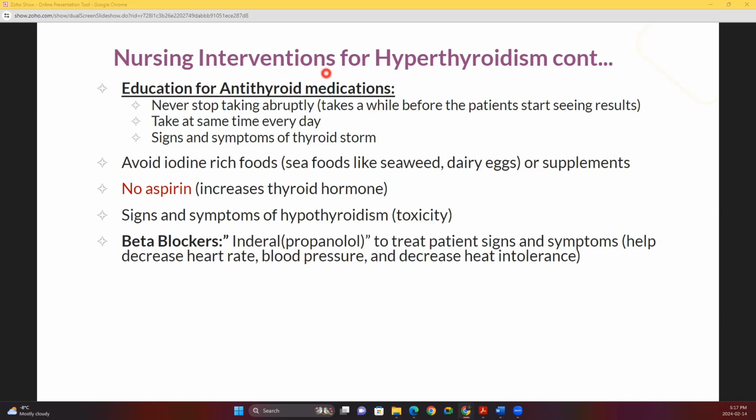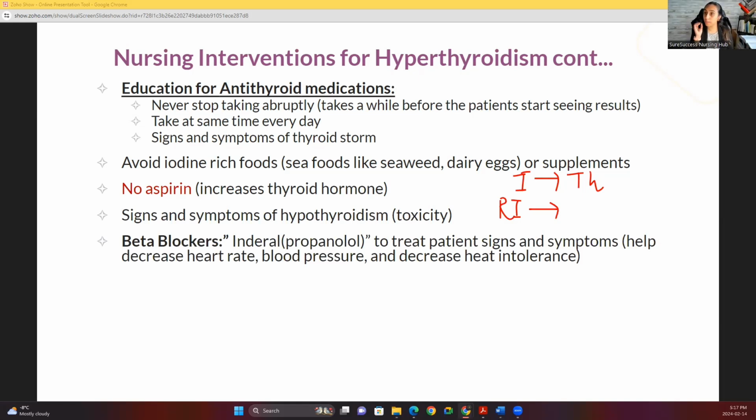Now let's discuss some of the antithyroid medication. What could those be? So what does iodine do? If I have too much iodine, I will produce too much thyroid. Remember? Yes. I will give radioactive iodine. Radioactive means killing iodine. All right.